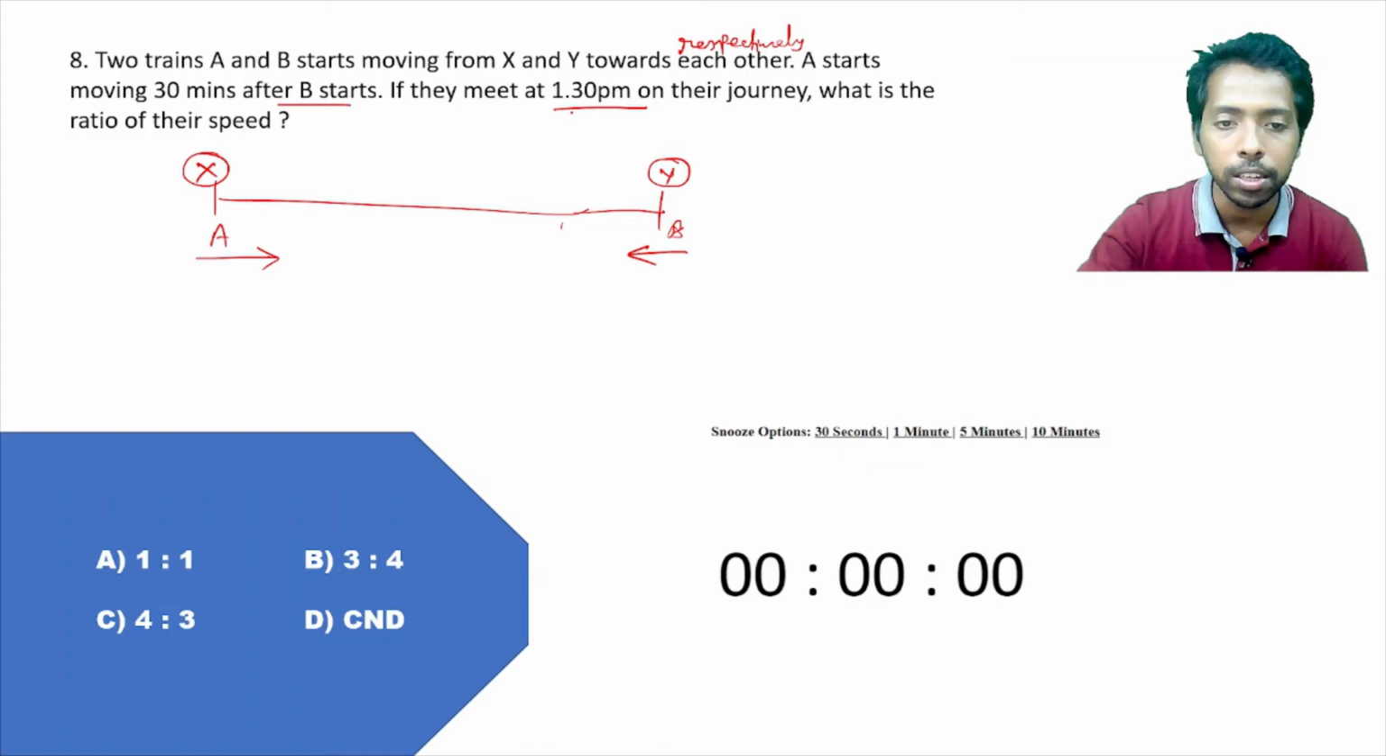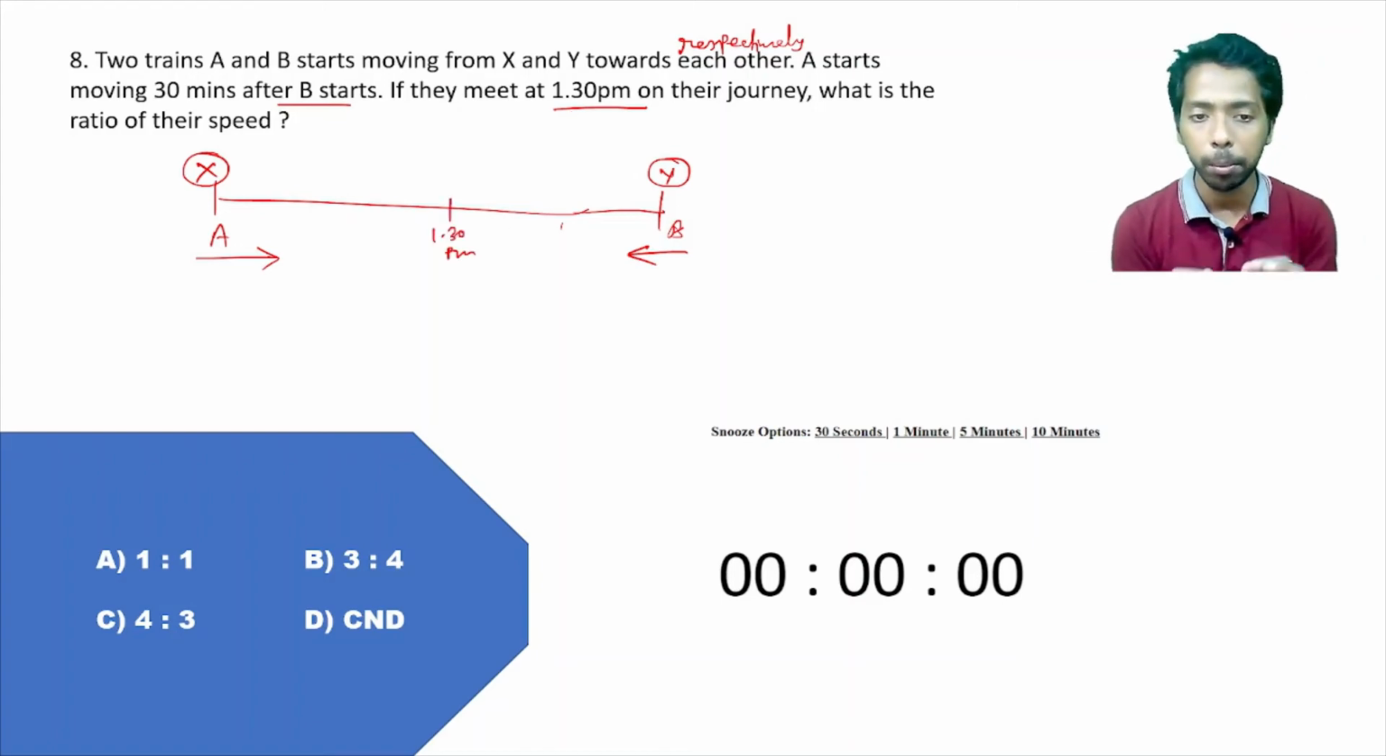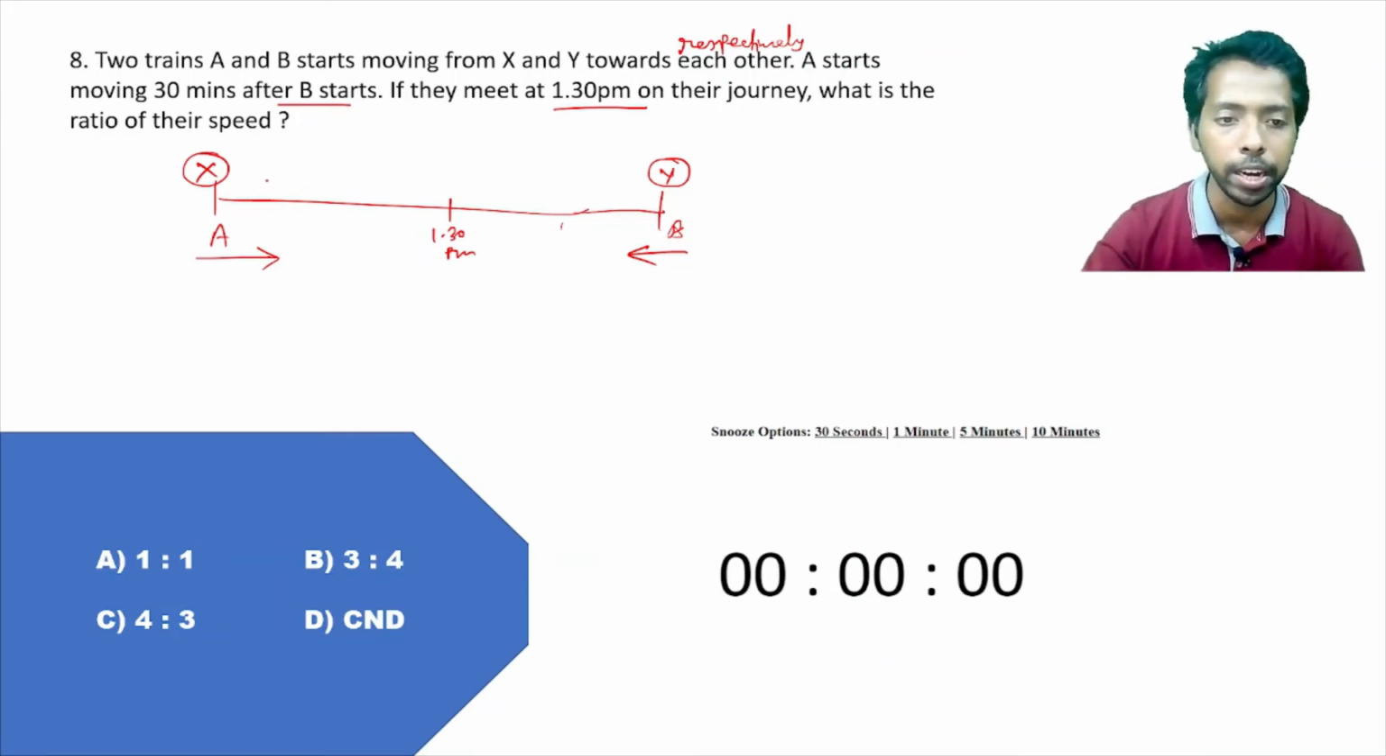We don't know the speed of A or the speed of B, so we cannot conclude which way this meeting point is inclined. So you can take it at any point in between these two. So what is the ratio of their speeds? Now see, the starting time for either A or B is not given. If the starting time for one is given, then we can easily find the starting time for the other, because the relation between A and B starting times is given.